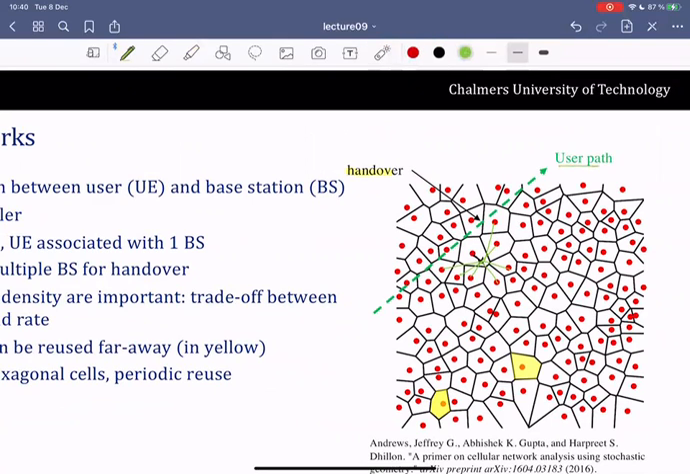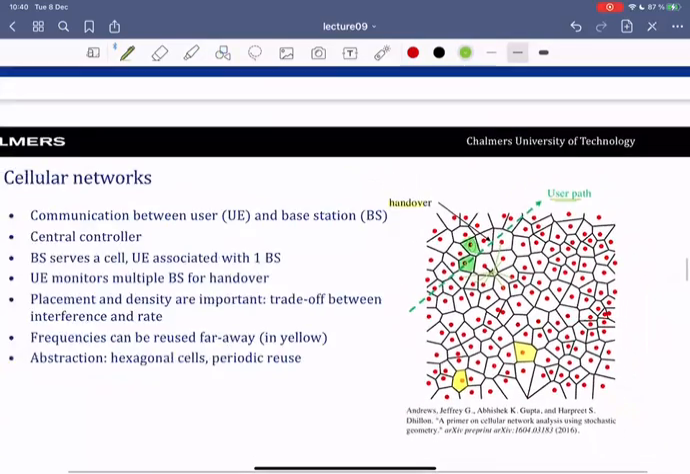So if we here have a path of a user, when the user is, let me try to draw this, in this cell here, it will be associated with the base station in that cell. When the user is then moving to another cell, like here, it will then become associated with the base station of that cell, and so forth. So this is called handover.